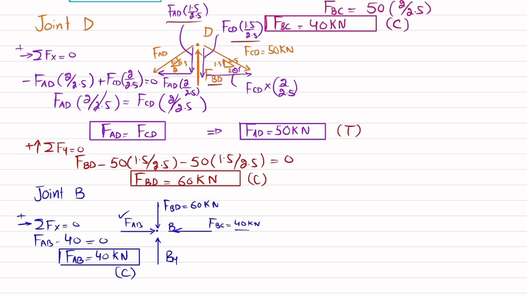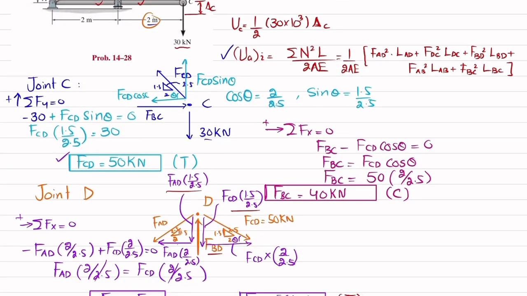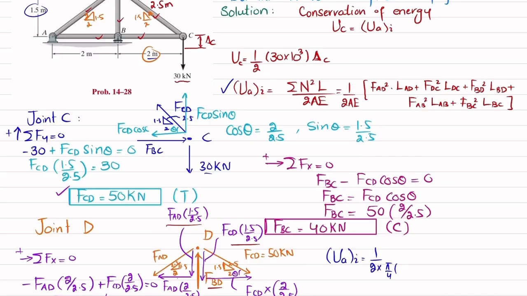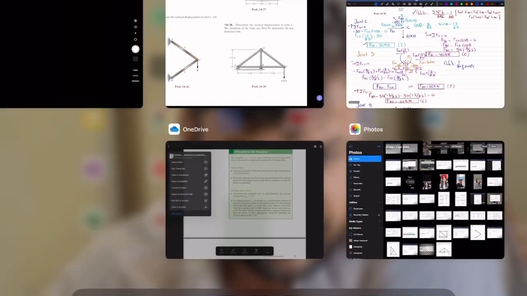Now you have all the forces. So what we are going to do is that we will put it in this formula. So let me put it over here. U due to axial force is equal to 1 over 2AE. What is A? So area for rod is pi by 4 D squared. So D is 0.04, so 0.04 squared. And what is E? So E for A992.